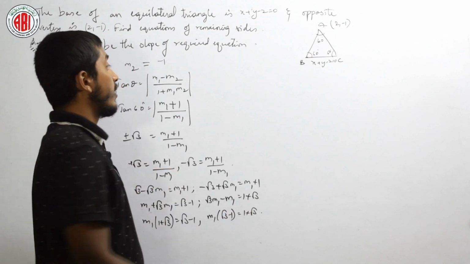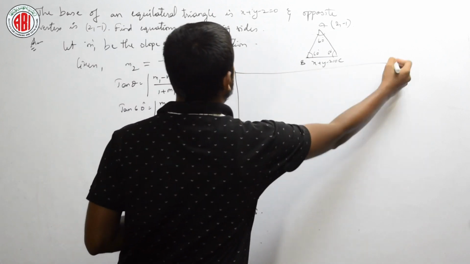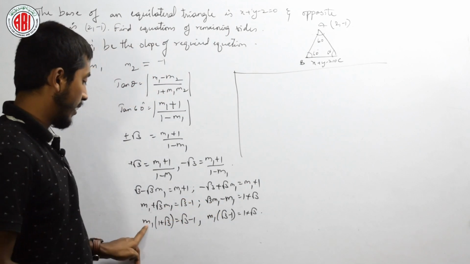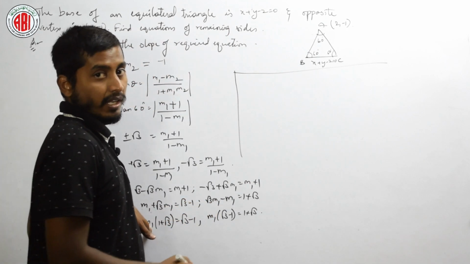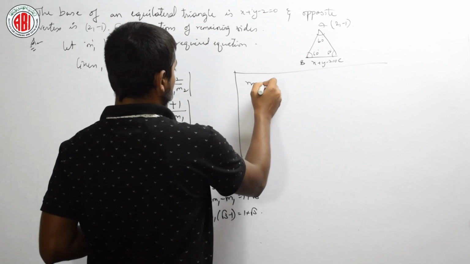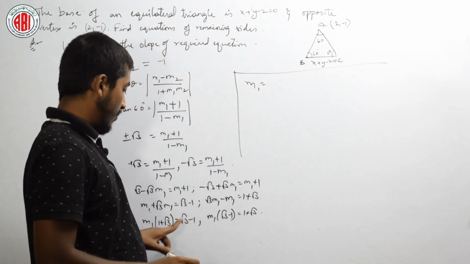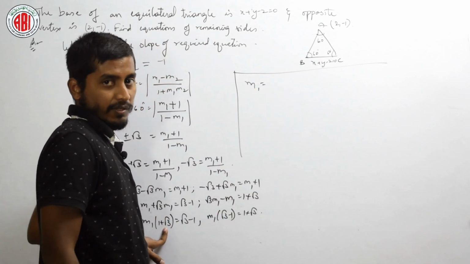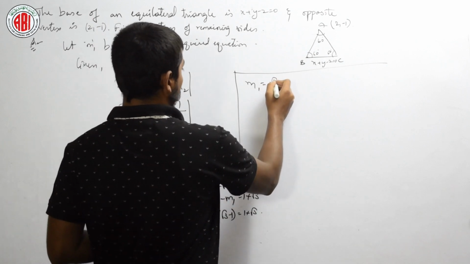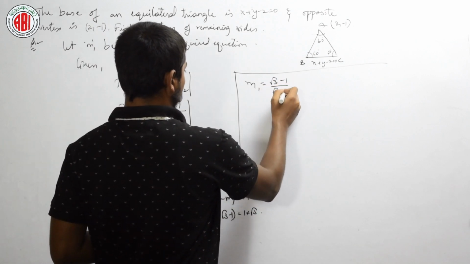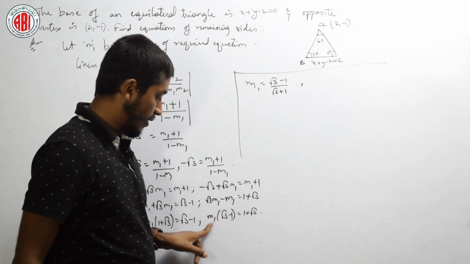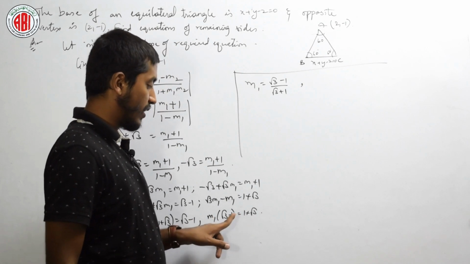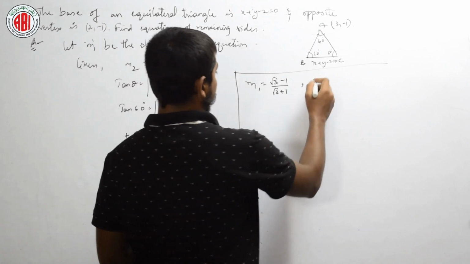Is it clear? Then what are the values of m1 and m2 here? You can directly write here, m1 is root 3 minus 1 by root 3 plus 1, okay? Root 3 minus 1 by root 3 plus 1. Here, what is the value of m1 here? Root 3 plus 1 by root 3 minus 1.